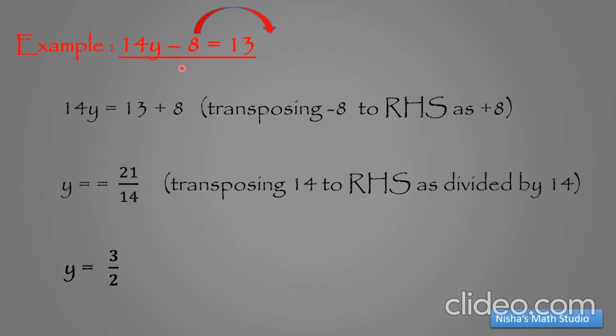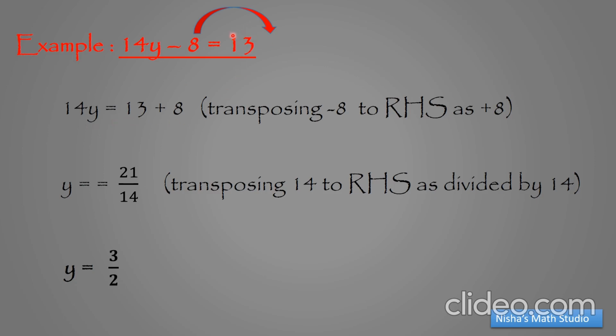Let's try to understand one more example. The equation given is 14y minus 8 is equal to 13. The variable here is y, which should be on one side. All other constants and coefficients we have to transport to the other side. So minus 8, I'll take it to the right hand side. But remember, when you take minus 8 from one side to another side, it has to be plus 8. So 14y is equal to 13 plus 8.